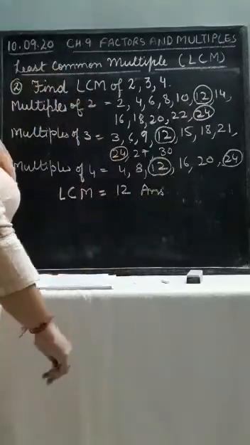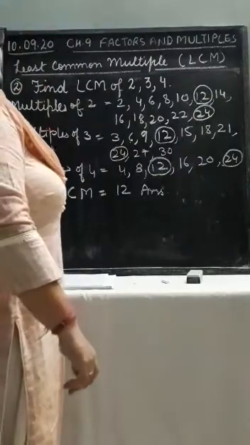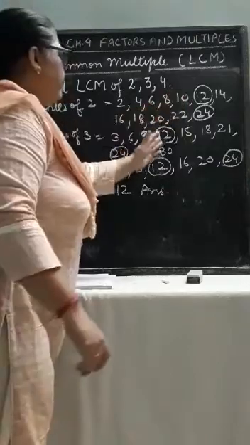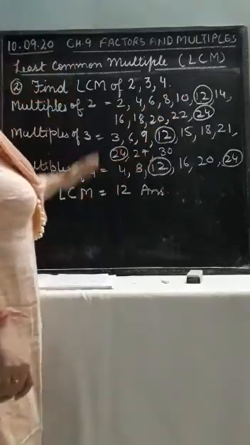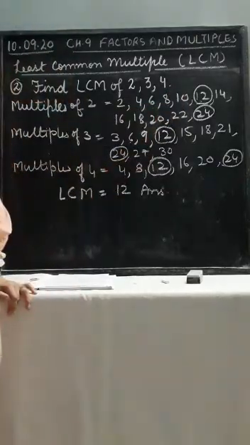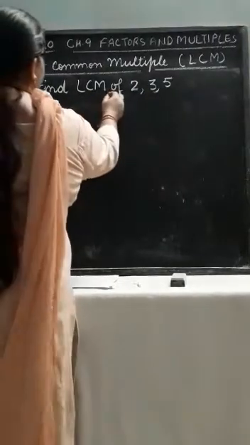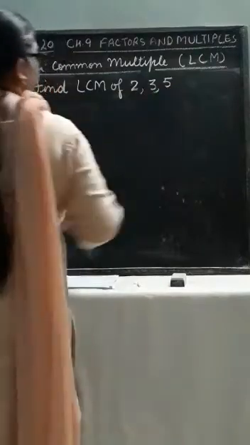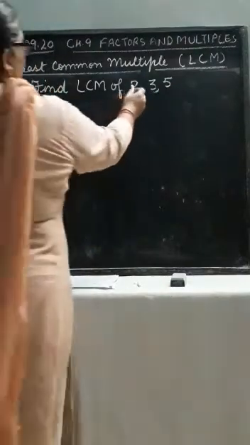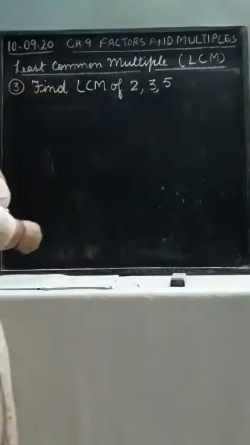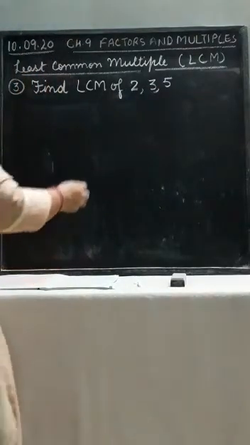In case we are having 3 numbers, we will find out the multiples of all the 3 and the first common multiple will be LCM of all the 3 numbers. Next question is find LCM of 2, 3 and 5. Here 2, 3 and 5, all the 3 numbers are prime numbers. Let us see.